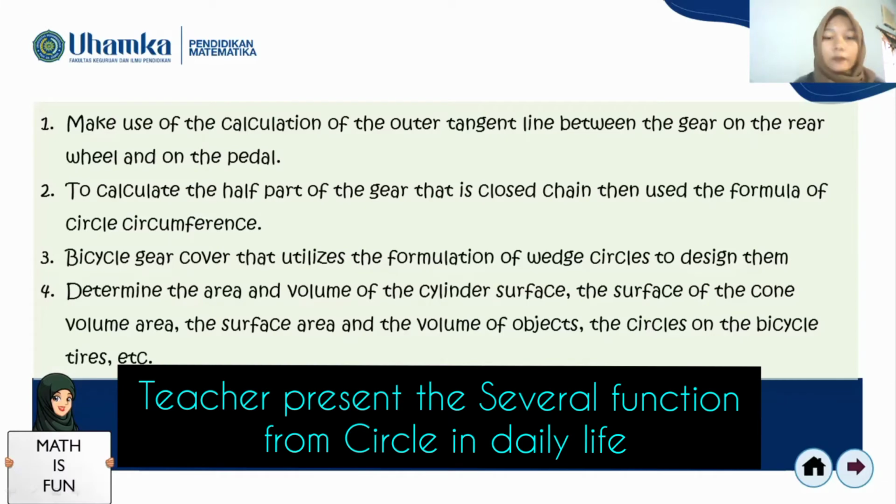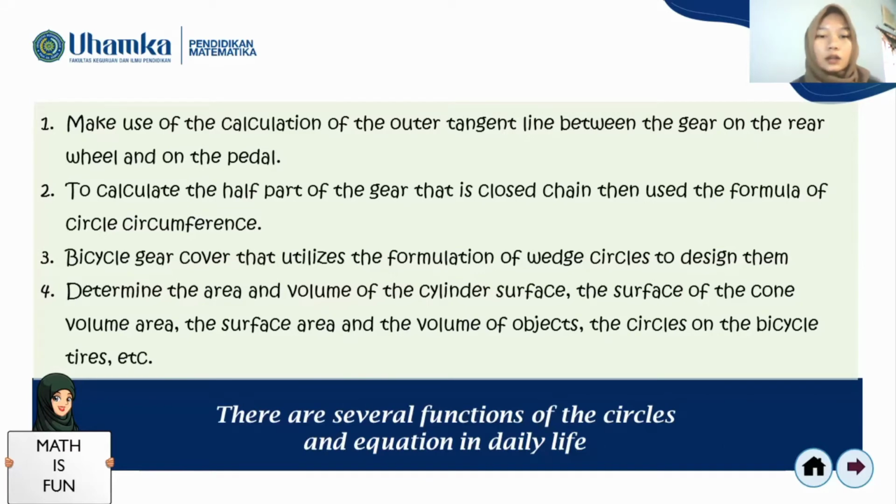There are several functions of the circle and its equation in daily life. First, make use of the calculation of the tangent line between the gear on the rear wheel and on the pedal. 2. Calculate the half part of the gear that is close to the chain, using the formula of circumference. 3. The bicycle gear cover utilizes the formulation of circles to design it. 4. Determine the surface area and the volume of objects, such as the circles on bicycle tires, etc.